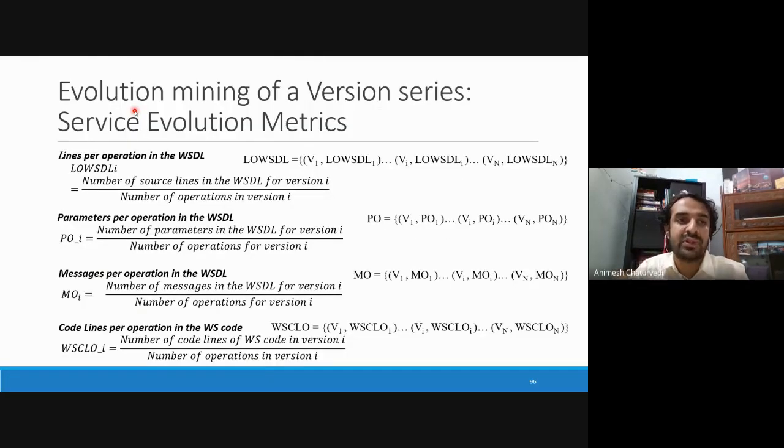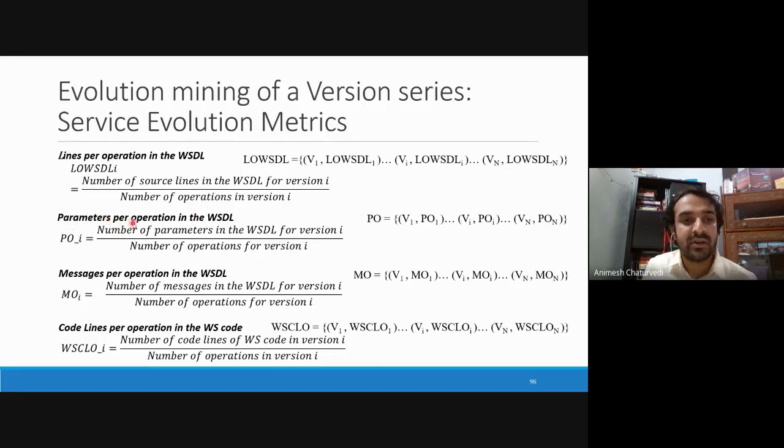Then the second proposed approach is evolution mining of version series for the service evolution matrix. We defined four different matrices based upon different parameters, like lines per operation in the WSDL and parameters per operation in the WSDL. Here, the number of source lines of WSDL of version I is divided by the number of operations in version I. That gives the lines per operation in the given WSDL. Based upon this, we can write that version 1 has this much matrix value, version ith has this much, and version nth has this much.